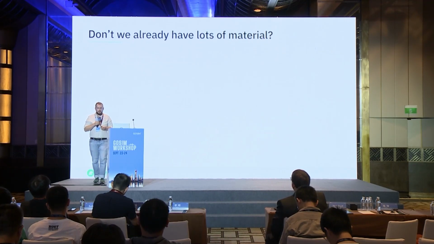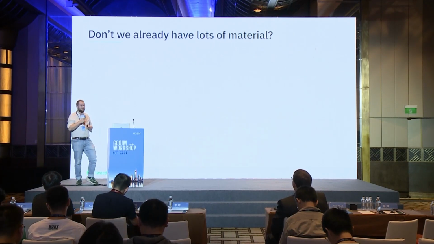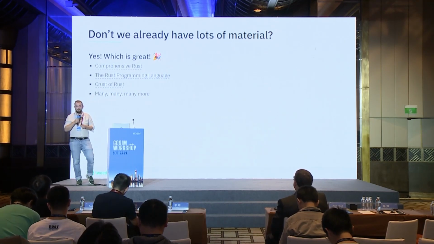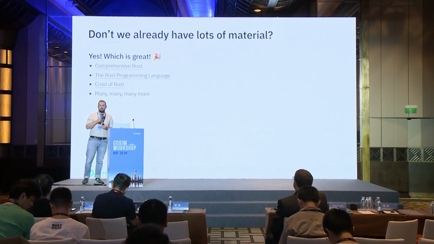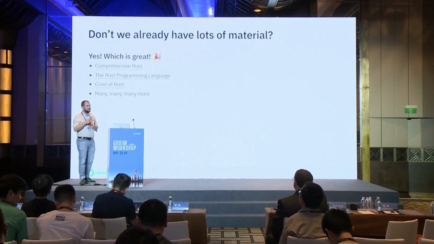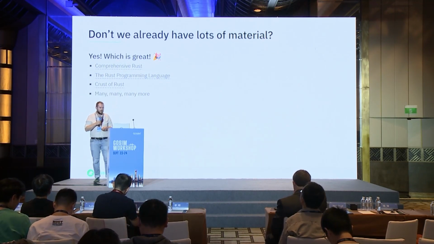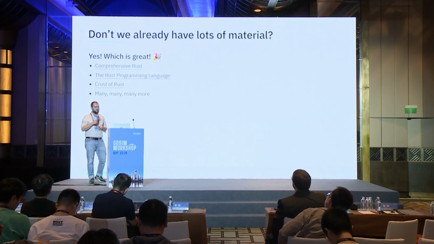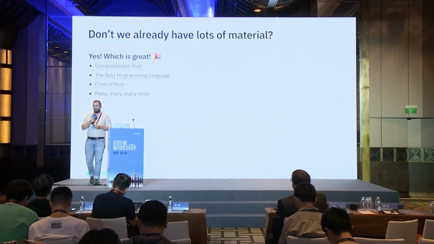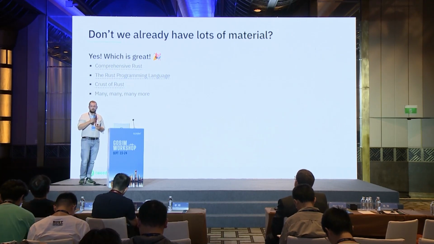So one thing you might ask is, don't we already have lots of material? Just this morning we heard we do. There's loads. Some of these are listed here. There's the famous course Comprehensive Rust by Google, which I think is great. Then there's the Rust programming language book, which is also great, and it's free. That's the best way to get people to learn a new language, by making stuff this high quality freely available. And then there's Jon Gjengset's YouTube channel, Crust of Rust. I wouldn't say it's beginner friendly, but it's really thorough, and it's really awesome. And there are many, many more.